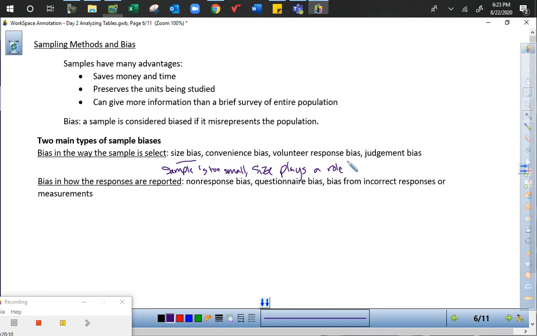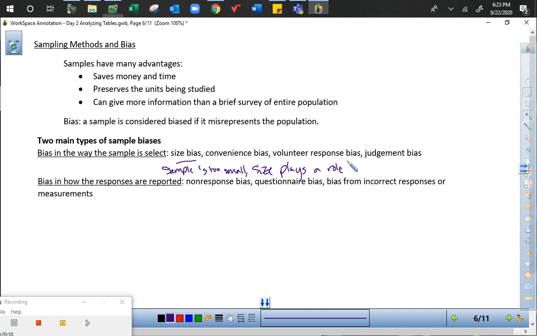If you've ever gone to a mall where they're having a drawing, and the slips of paper aren't the same size, you're going to pick the biggest slip of paper so that they are more likely to draw your name versus someone else's. So if size plays a role in how it's selected, that could be size bias.